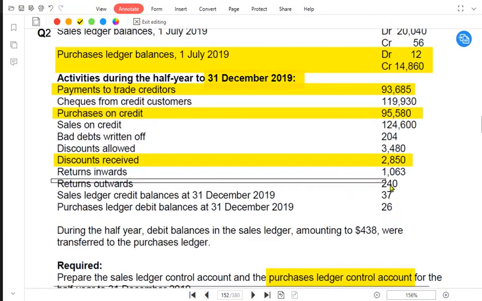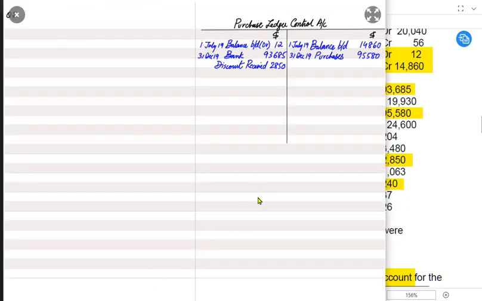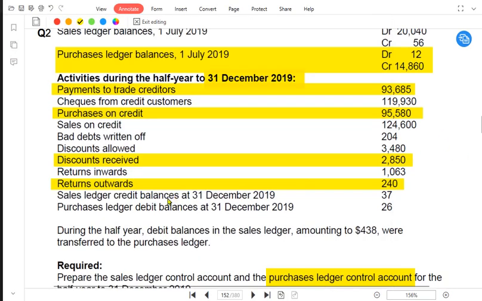Then we have return inward and outward. We are supposed to write return outward, and instead of writing return outward, we can write purchase return. The examiner prefers sales return and purchase return instead of return inward or outward. So if purchase is going on the credit side, then the purchase return must go on the opposite side. Okay, purchase return. Purchase return reduces a liability. Entry would be purchase return is going to be credited and liability account is going to be debited.